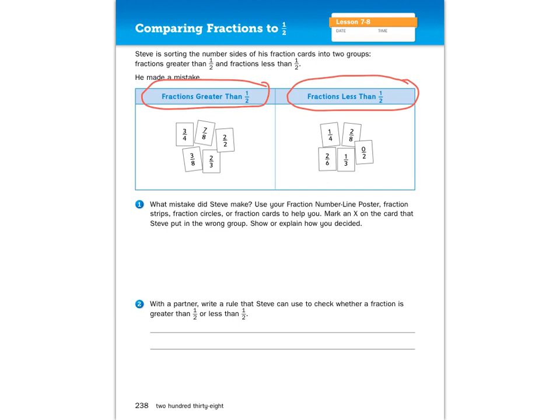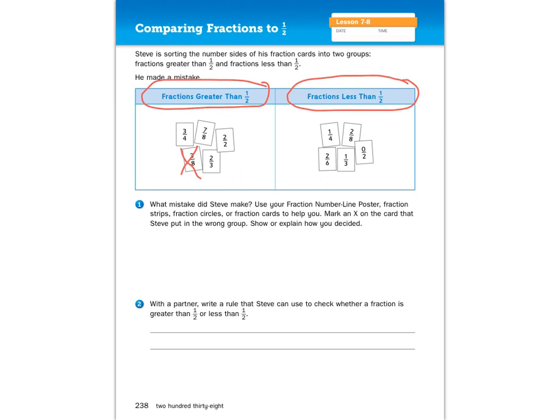All right, hopefully you found that the spot he made a mistake in was in the fractions greater than 1/2 side. There's one of them in there that is not greater than 1/2, and hopefully you found it right here. 3/8 is not greater than 1/2. So it says, what mistake did he make? You can go ahead and explain that. And then it says, use your fraction number line poster, fraction strips, fraction circles, or fraction cards to help you.